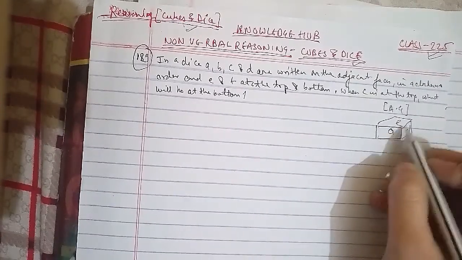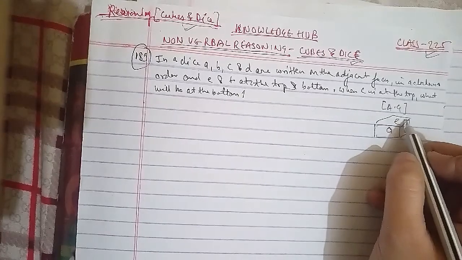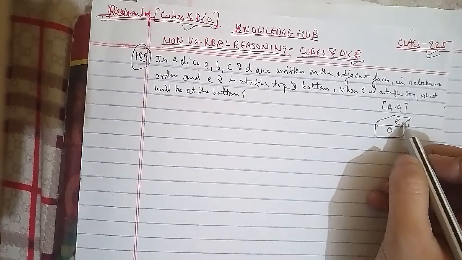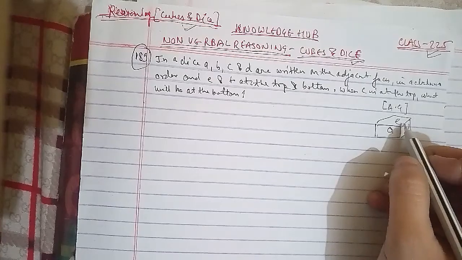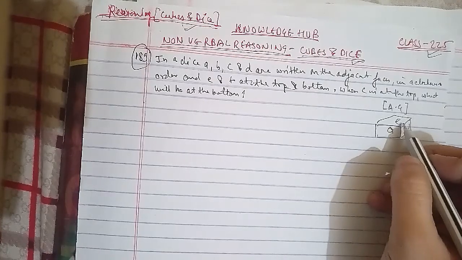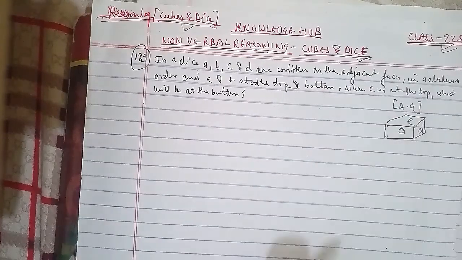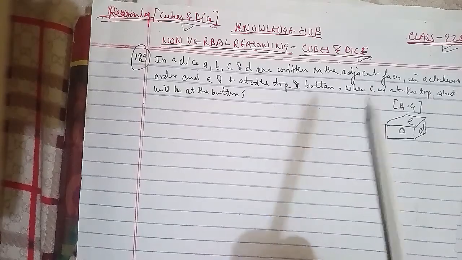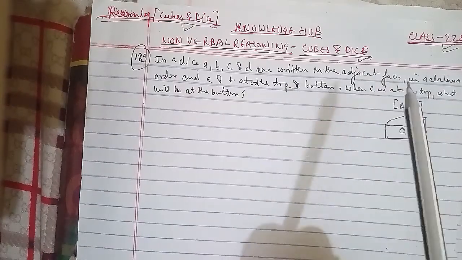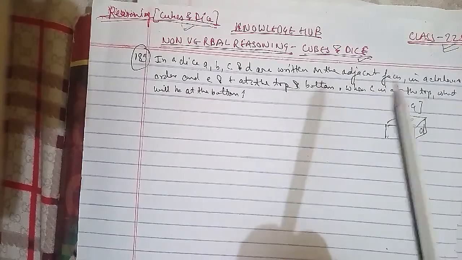It's clear from the description that B lies opposite D, C lies opposite A, and F lies opposite E. So you can see C is at the top, so A will be at the bottom here. So the answer we get here is A.